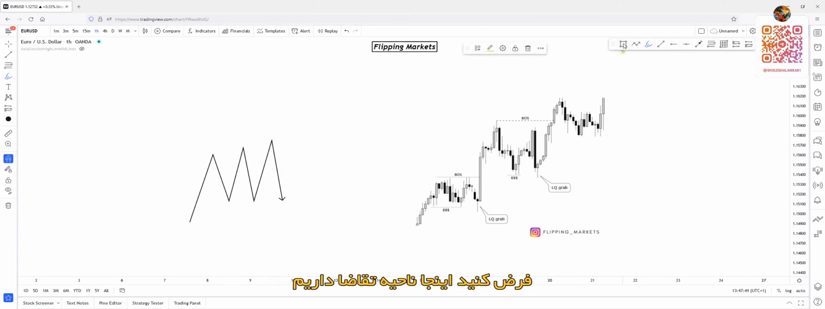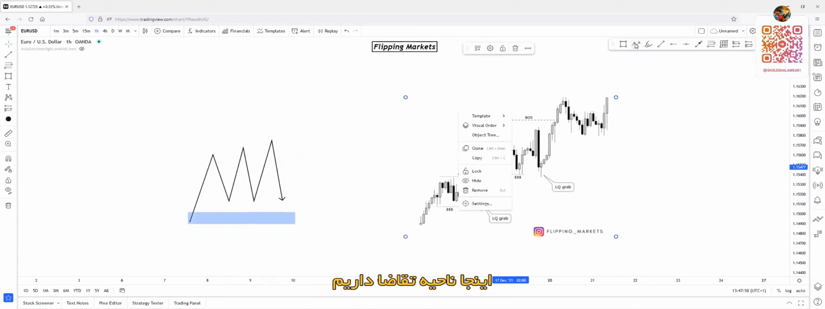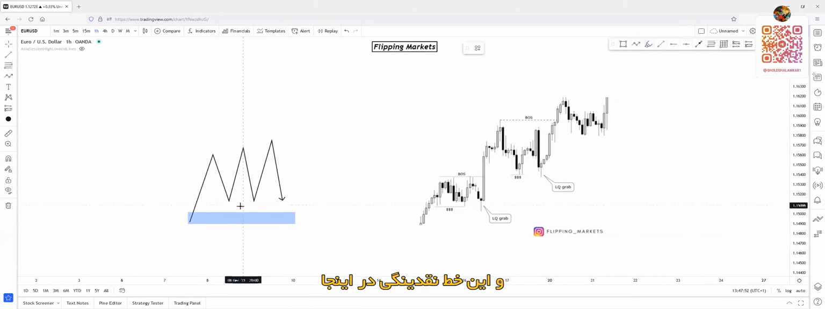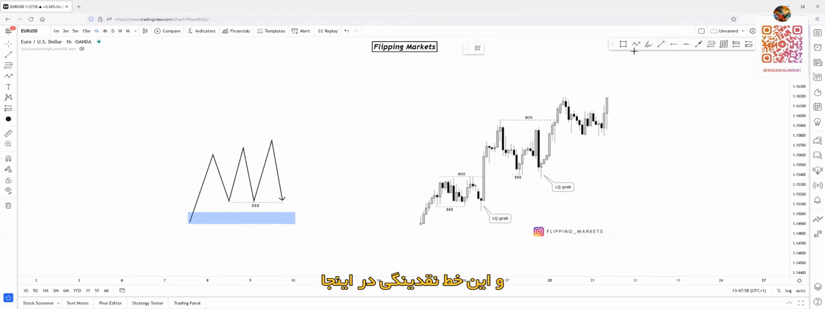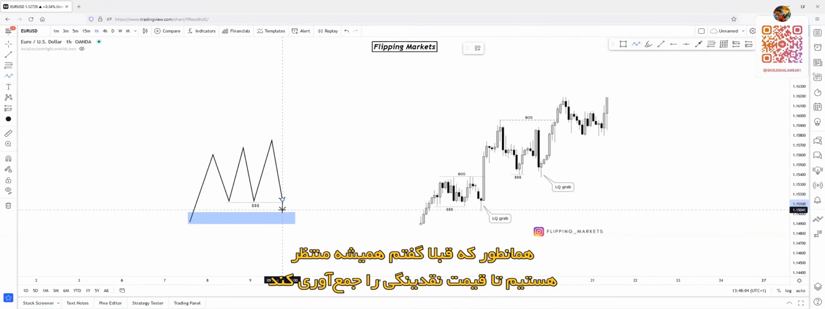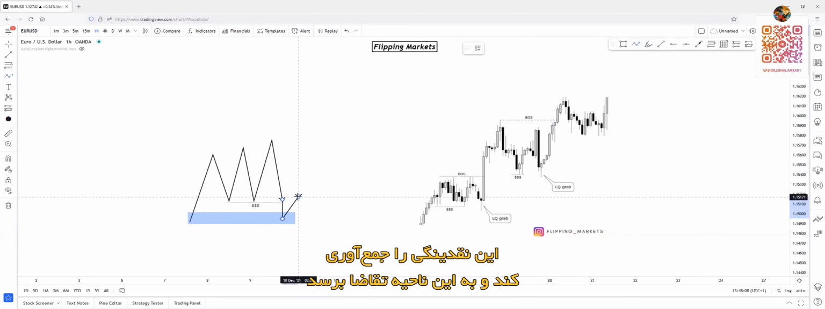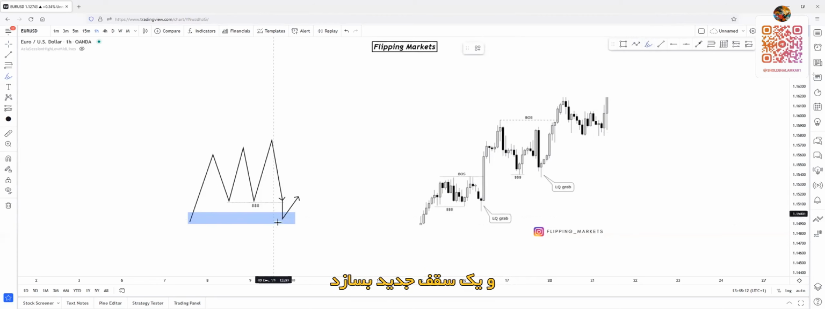So let's say we have this demand zone right here. Let me just change color. Okay, let's say we have this demand zone right here and this liquidity line. Price has a really, really great chance to sweep this liquidity. As I said, we always want to wait for a liquidity sweep, then a tap into this demand zone. And after a tap of this demand zone, it can reverse the price again and create a new high.